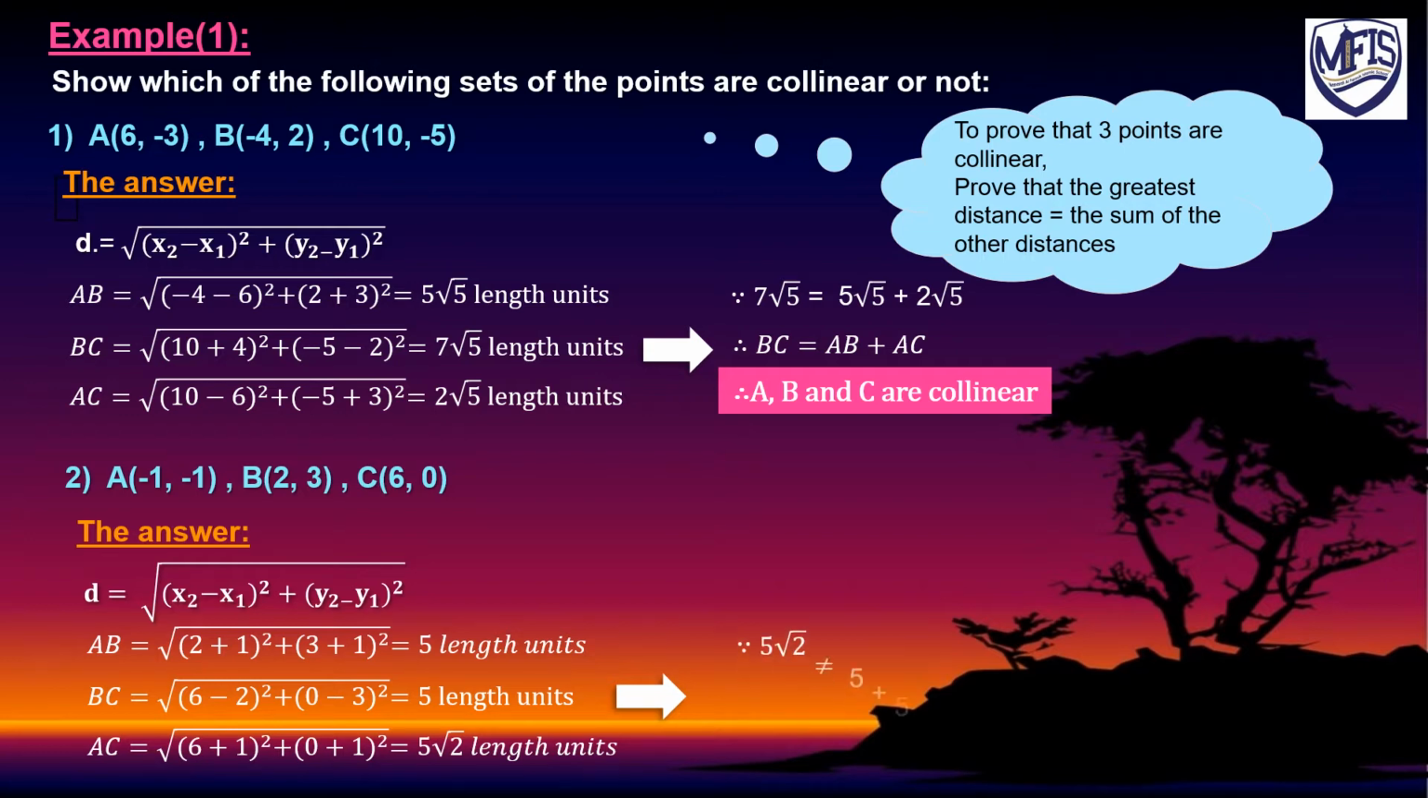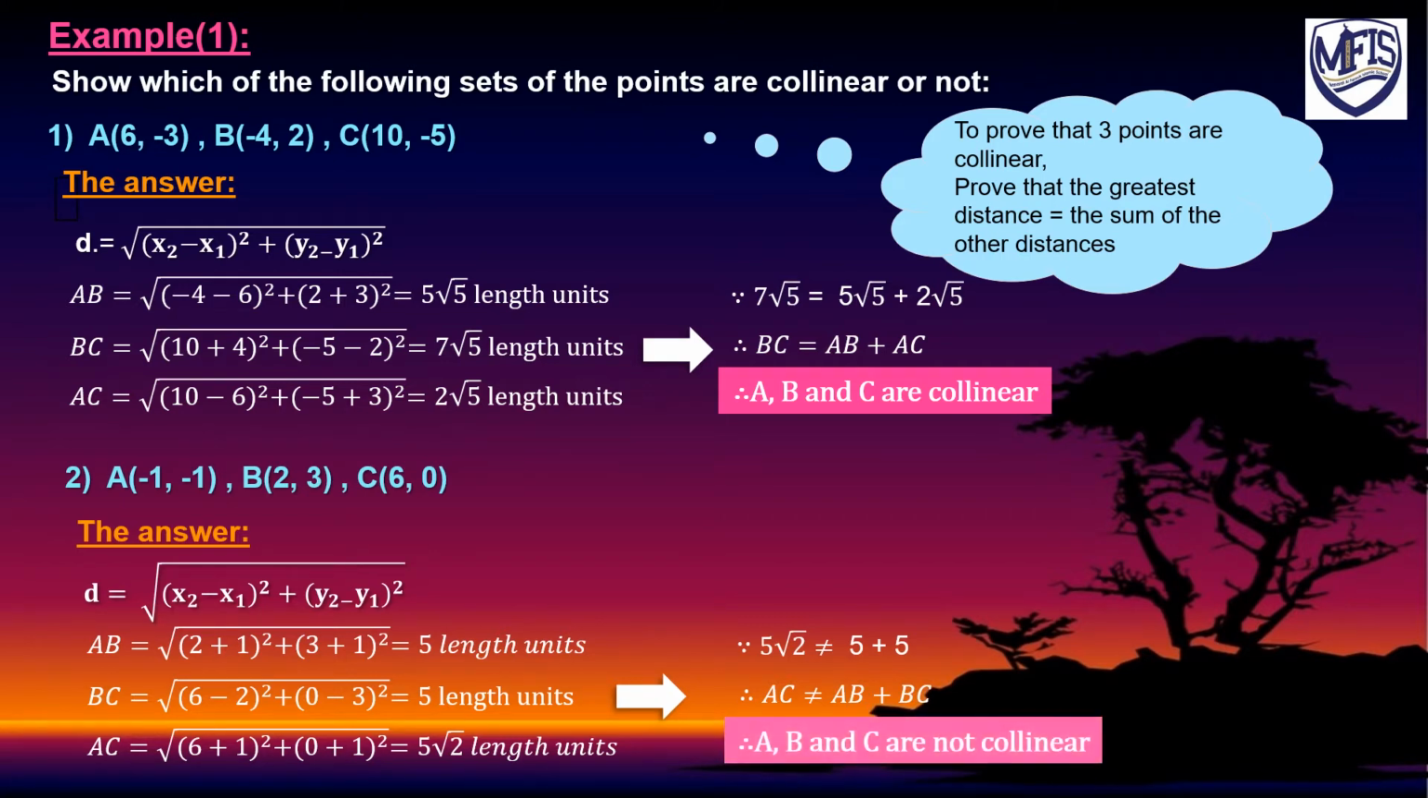So, I will compare 5 root 2 and the sum of the other sides. Of course, 5 root 2 is not equal to 5 plus 5. Again, 5 root 2 doesn't equal 5 plus 5. That means AC doesn't equal AB plus BC. Then A, B, and C are not collinear.